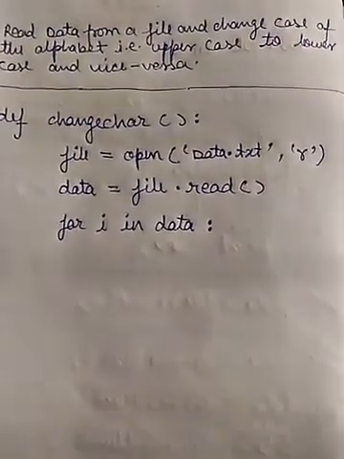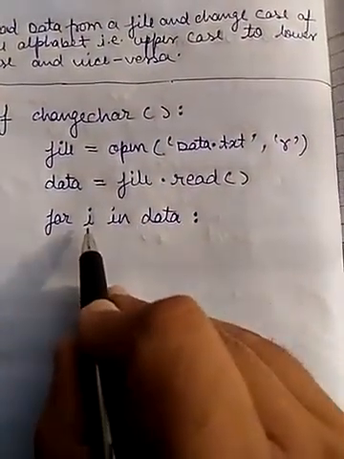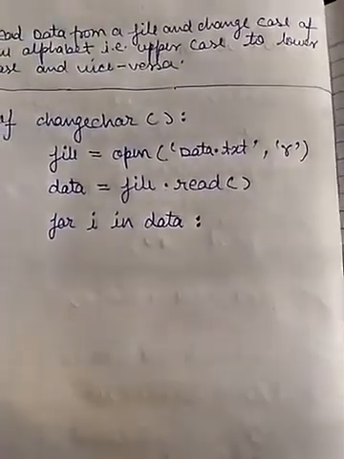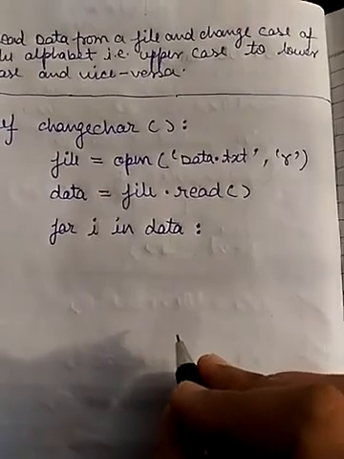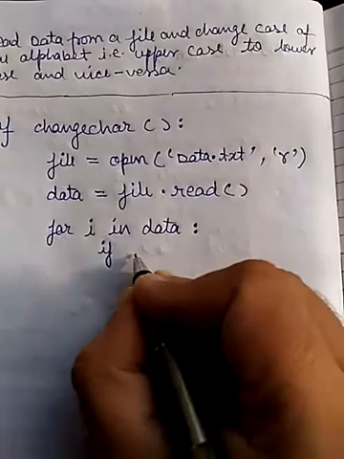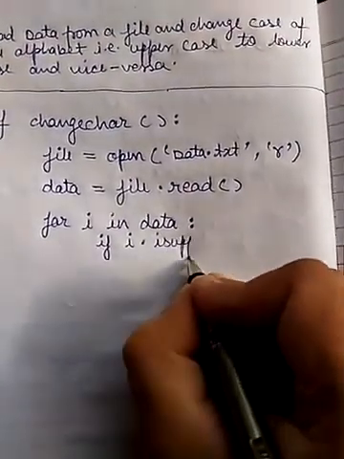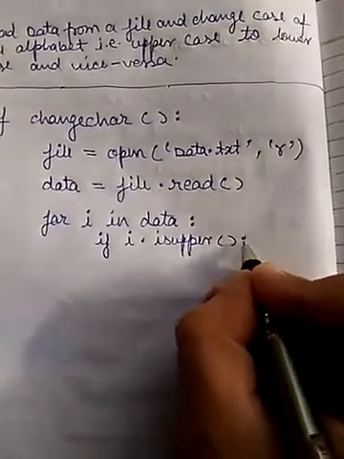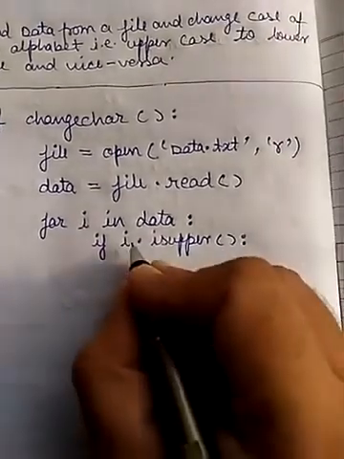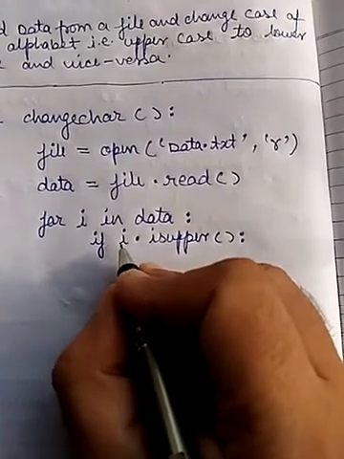Now we have to check, this is the loop of the element. One element will appear in i at a time because we are using the loop of the element in the data. Now we have to check whether it is uppercase or lowercase. If it is uppercase, then we have to convert in lowercase. So if i.isupper(), now we have to convert in lowercase, but we cannot convert in lowercase in the i itself because a string is non-mutable.